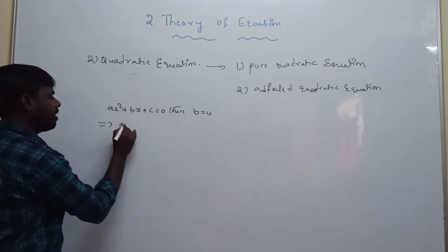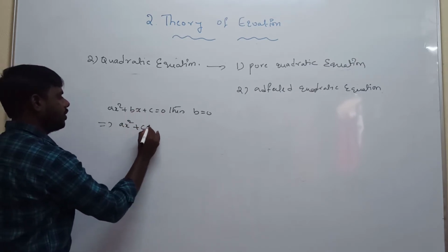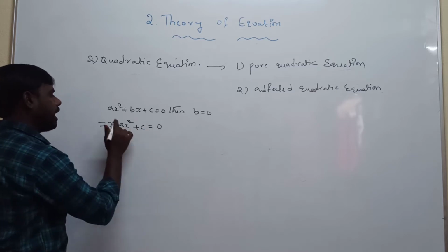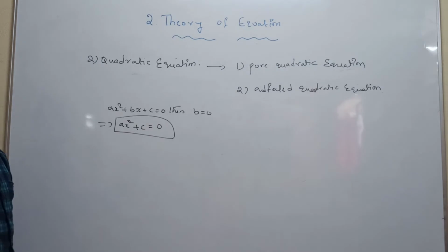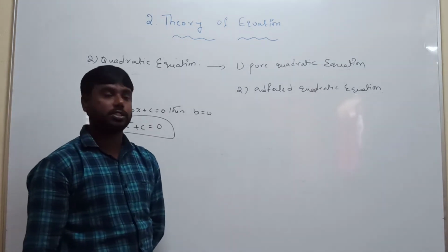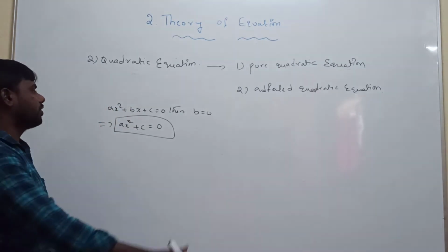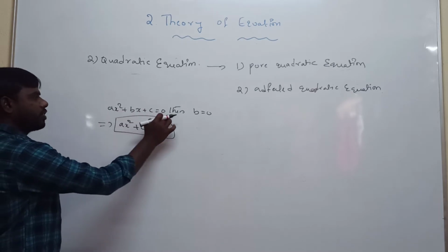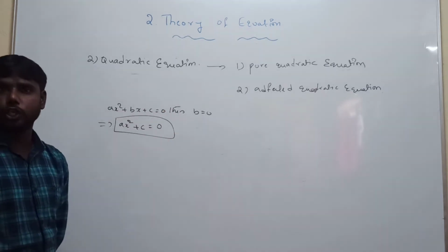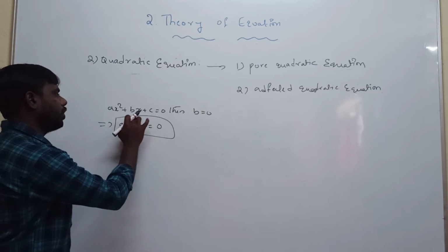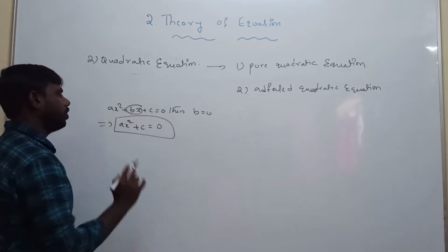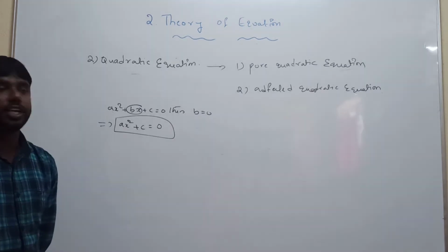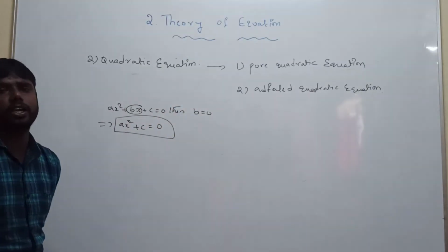So what is the equation? ax square plus c is equal to 0. This type of equation is called pure quadratic equation. What is the definition of the pure quadratic equation? In the quadratic equation ax square plus bx plus c equal to 0, if b equal to 0, in place of b put 0, 0 times anything is 0, the remaining form is ax square plus c equal to 0. This type of equation is called pure quadratic equation.